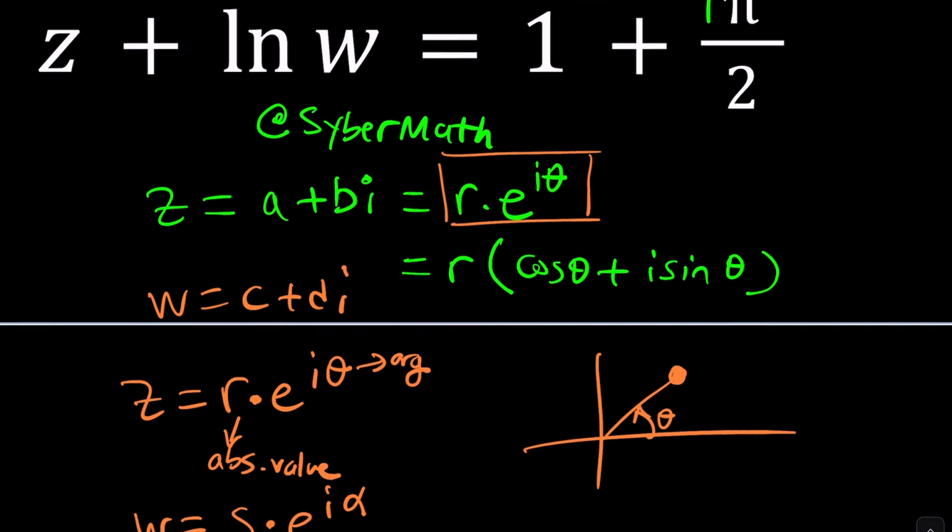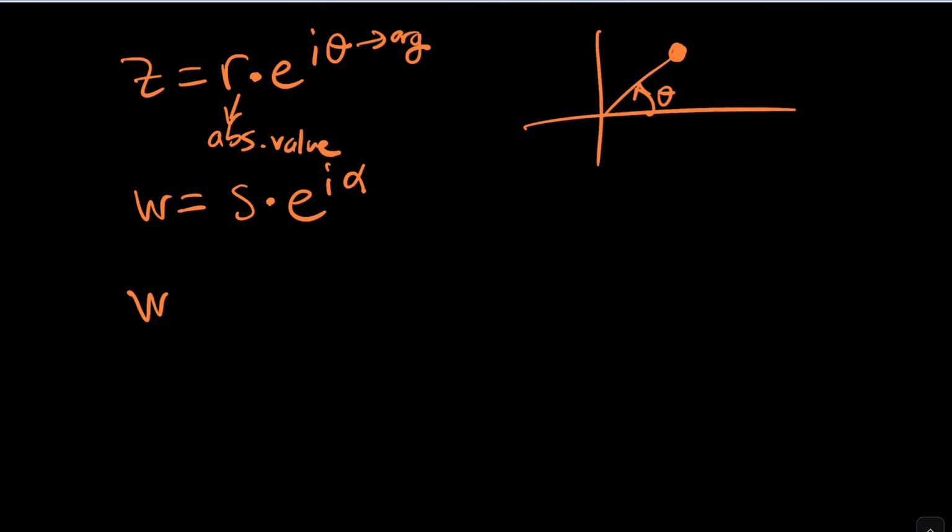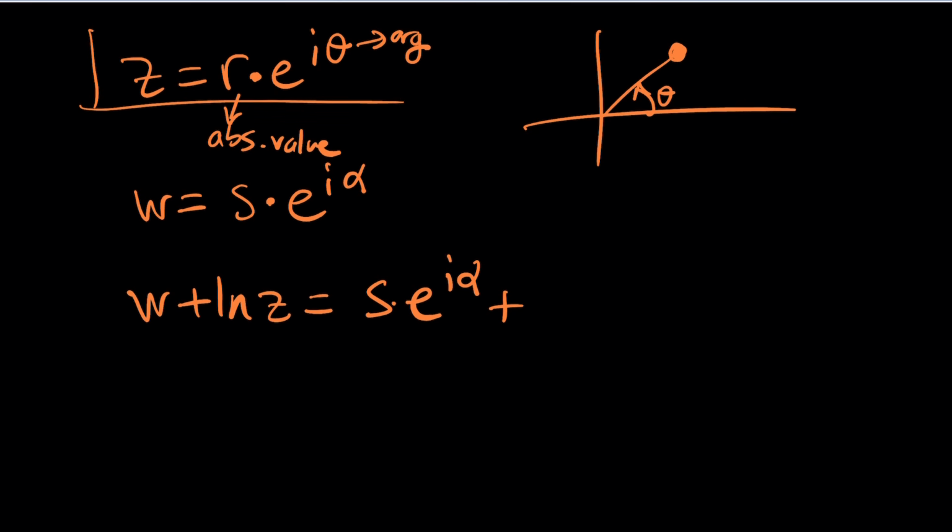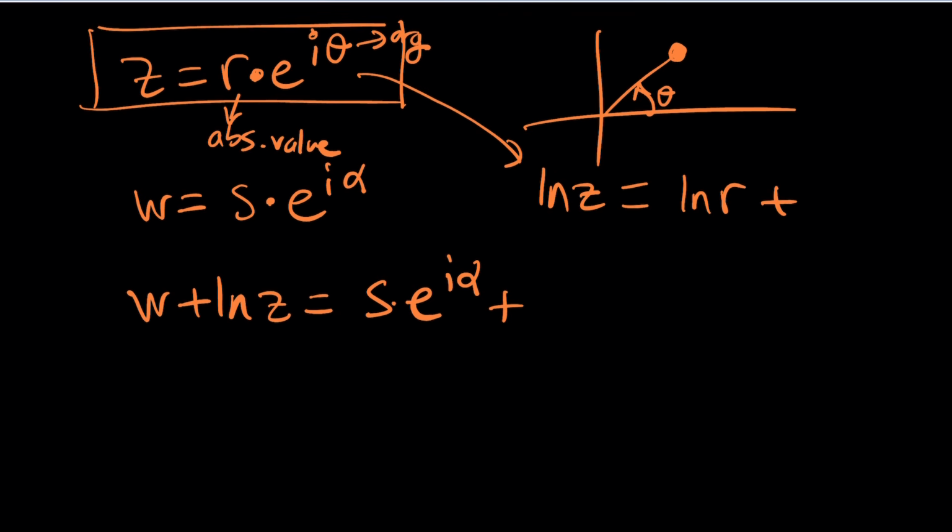We have our equation, W plus ln Z. And W would be s times e to the i alpha. And how do you ln an exponential like this? Actually, that's very easy. You just ln the r, and then you add the i theta. So that's really cool about ln Z. If Z is defined as such, then ln Z is just going to be ln r plus i theta.